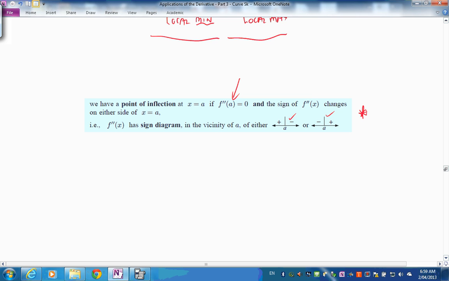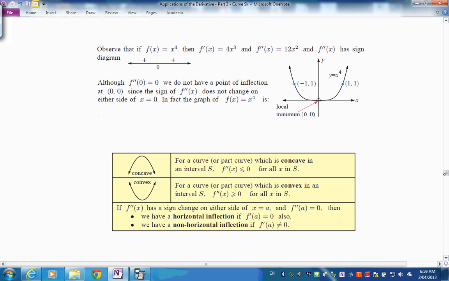So let's have a look at a bit of a summary now. If you took a function like x to the fourth, that's a bit confusing because its derivative is 4x cubed and its second derivative is 12x squared.